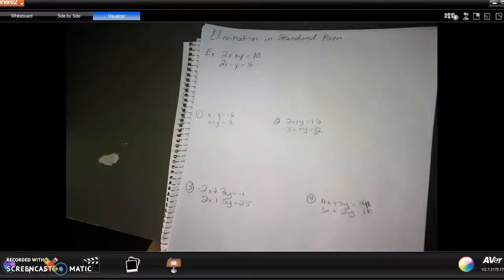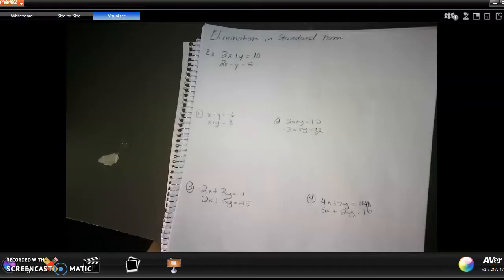Alright y'all, so today we are going to be doing the elimination method. Elimination method means that we will be adding and subtracting two linear equations, and if you notice they are in standard form, right? Standard form is ax plus by equals c. So if you look at our example, we have 3x plus y equals 10 and 2x minus y equals 5. If you notice, that goes in ax, by, and c. So these are all in standard form.